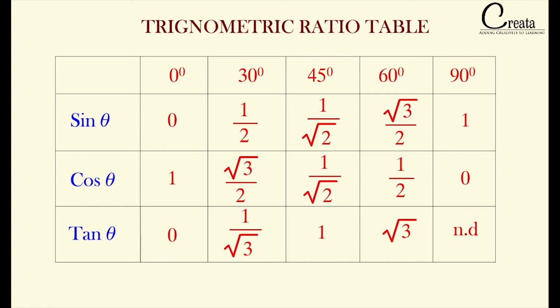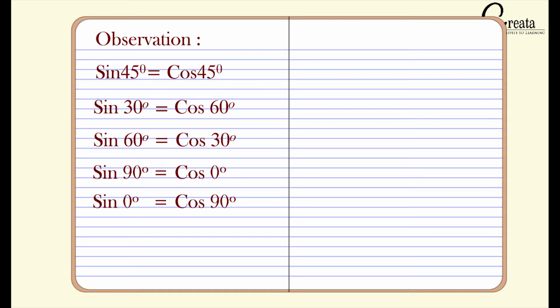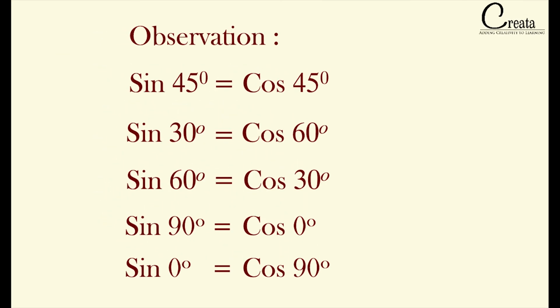In previous lectures, we made some observations that we kept separately, and I told you that we will be using them in further lectures. So this is the time to look at those observations. We have seen sine 45 degree is equal to cos 45, sine 30 is equal to cos 60, sine 60 is equal to cos 30, sine 90 is equal to cos 0, sine 0 is equal to cos 90 degree.